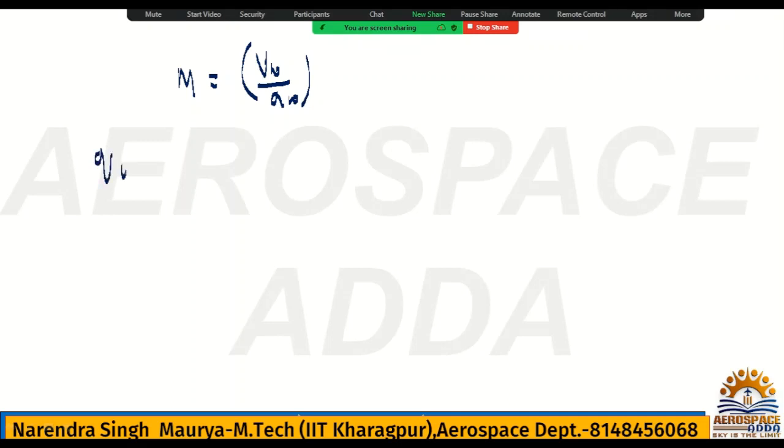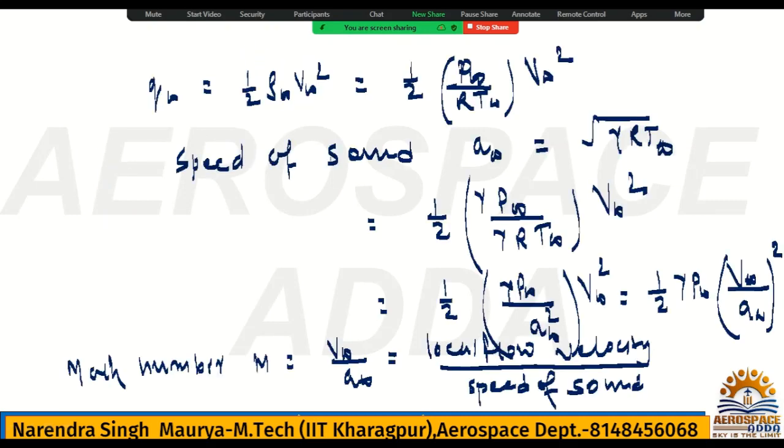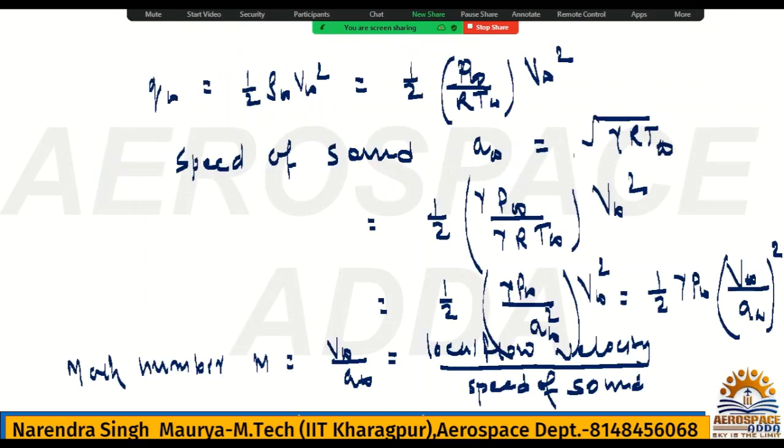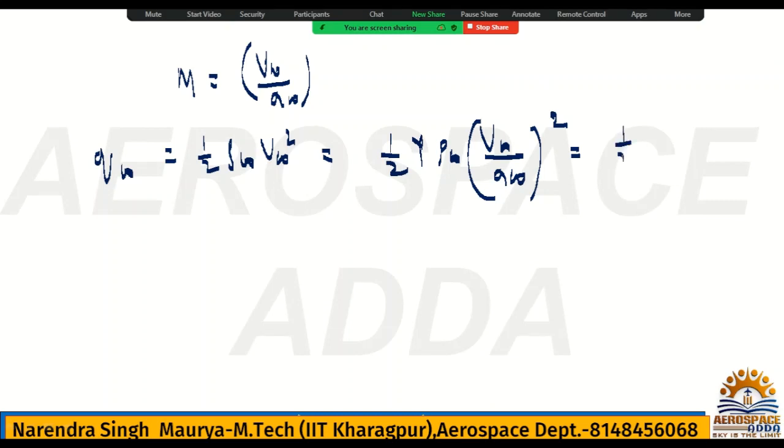What is the dynamic pressure you have calculated? It was 1 by 2 rho V infinity square. Then you have broken this into another form. What was that? You got 1 by 2 gamma P infinity V infinity by A infinity square. Yes or no? Check. Only you have seen this step by step. So you can write 1 by 2 gamma P infinity, and V infinity by A infinity is nothing but Mach number M infinity square. Okay.